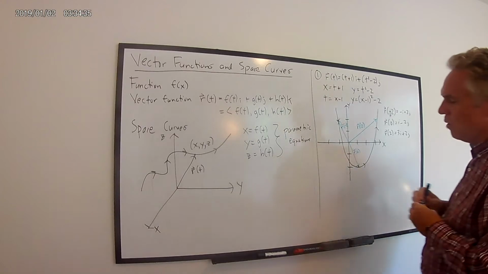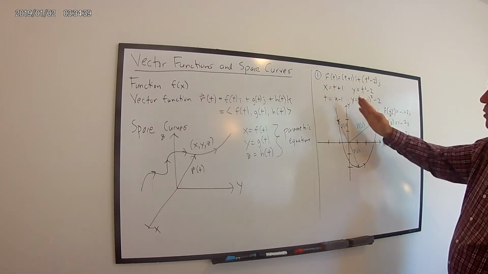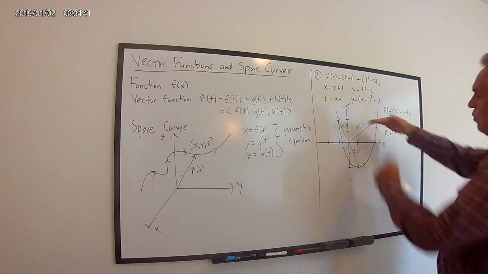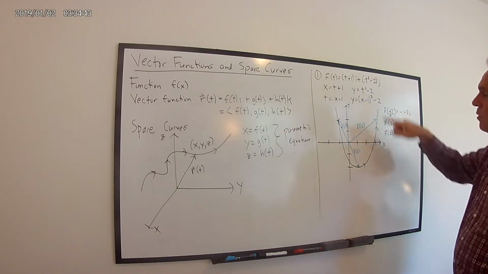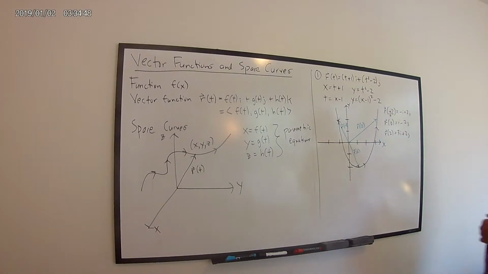And so what's happening over time, as you guys can see, if I were tracing the position vector, it's going to swing along like this, it's going to swing down like this, and then it's going to swing up. And this is going to trace out the path of some particle in 2D. Okay, that's a simple example.